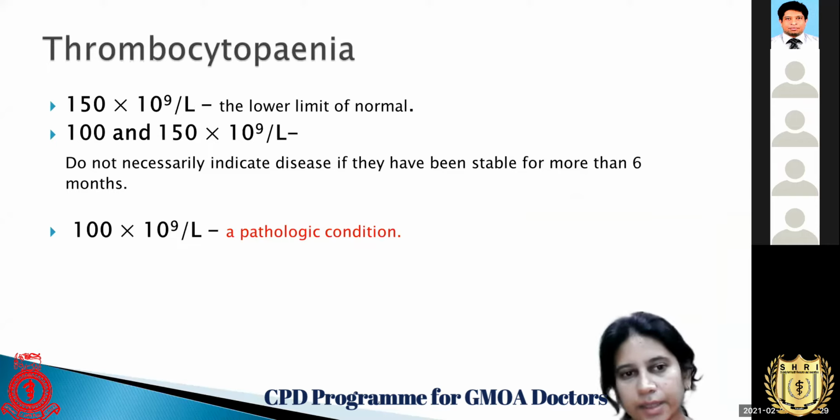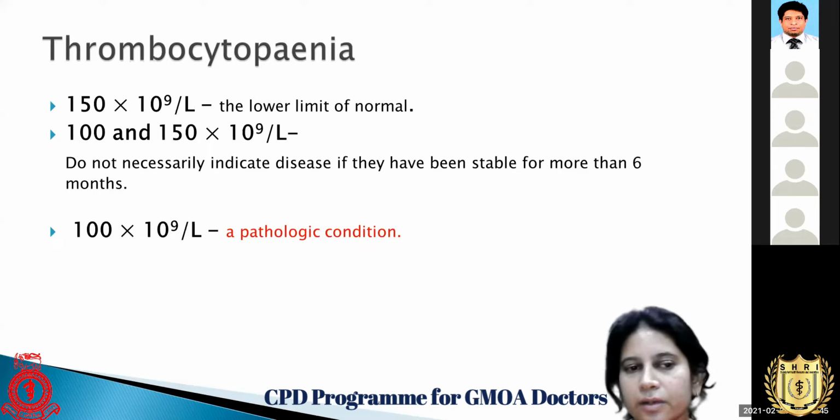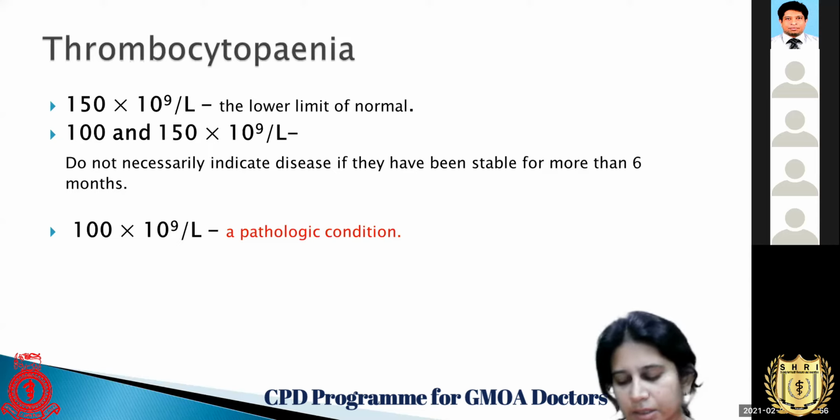Thrombocytopenia, a few words. The lowest limit of normal we consider as 150,000. Below 100,000 is always a pathological condition you have to investigate. In between 100,000 and 150,000, is it a disease or is it a normal variation? Actually, we don't have data. We are seeing a lot of patients with platelet counts between 100,000 and 150,000. So we label them most of the time as ITP, but we don't know whether that is their normal range or actually ITP.